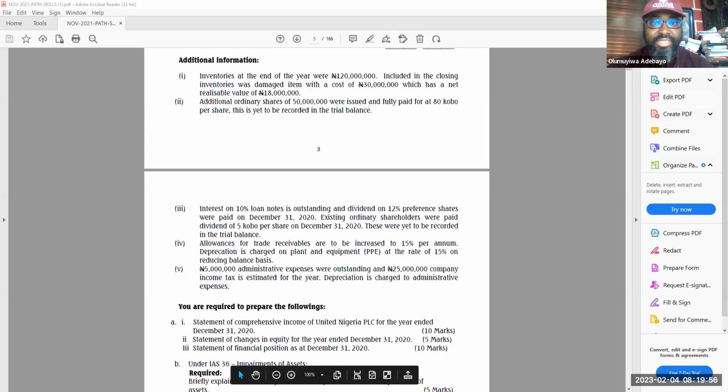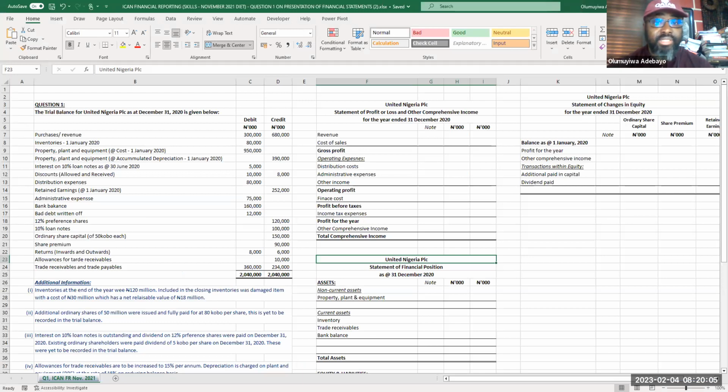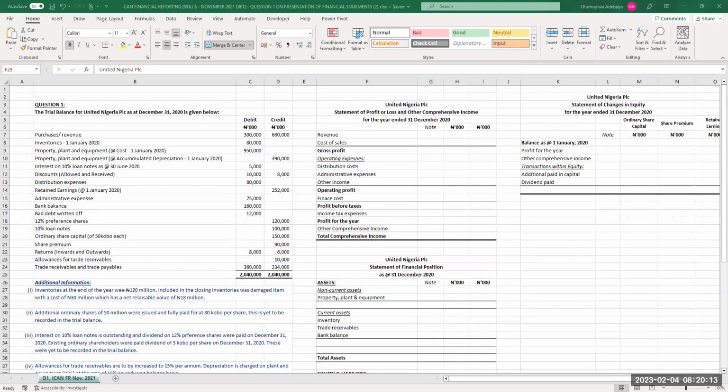Now, I've replicated this question in my exam model, which I've shared with you, the template. And I believe you can see the template now. Can you see my template? Yes, sir. Okay, thank you.